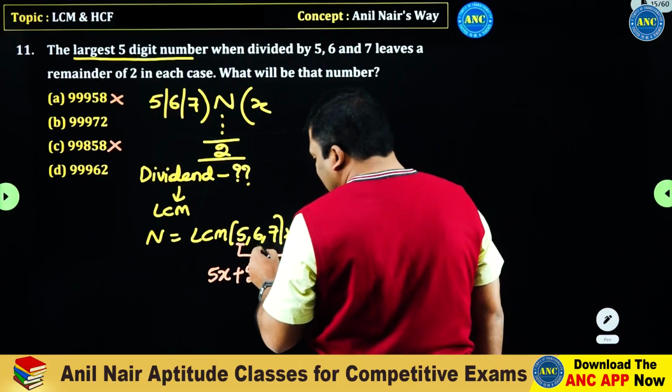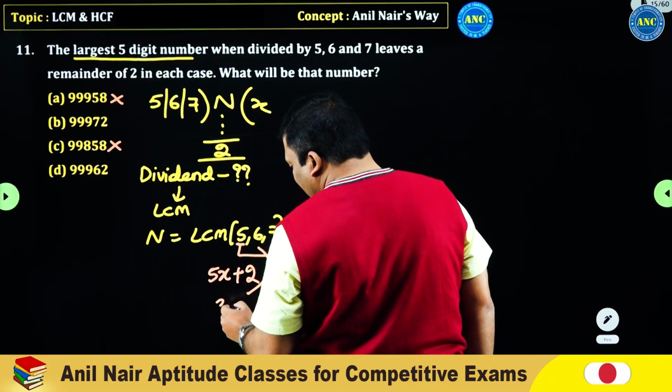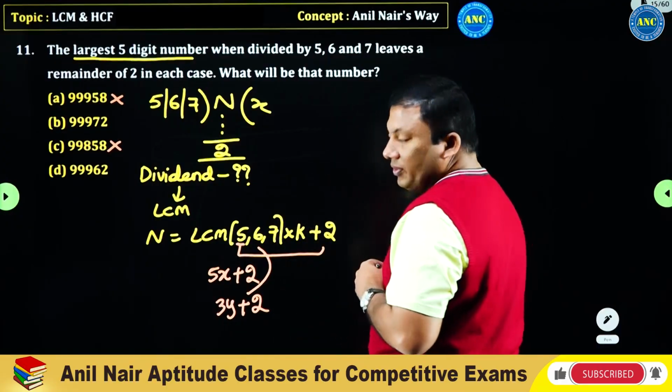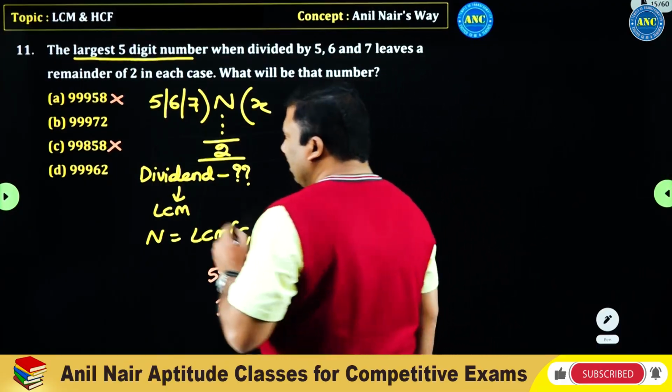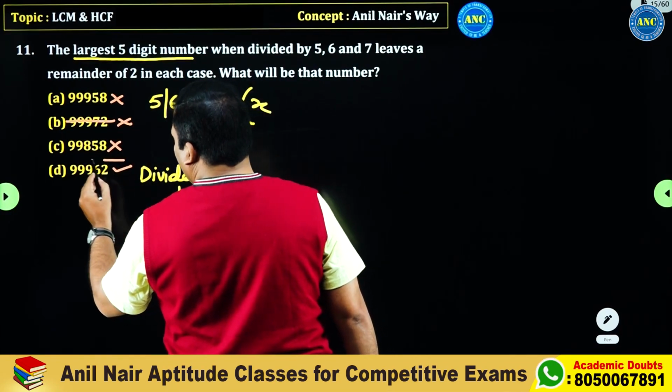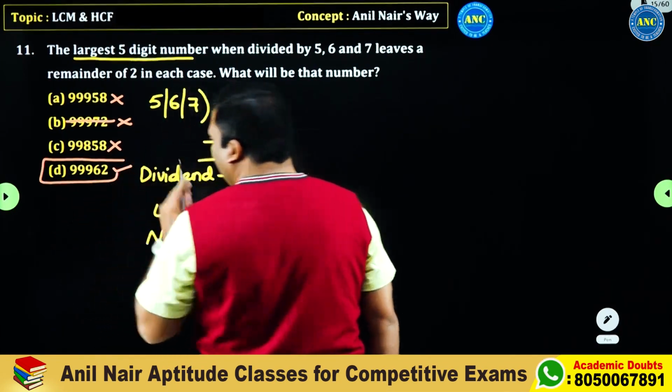Next one, 6 is divisible by a prime number 3. The answer when divided by 3, the remainder should be 2. It is perfectly divisible, so the answer has to be option D.